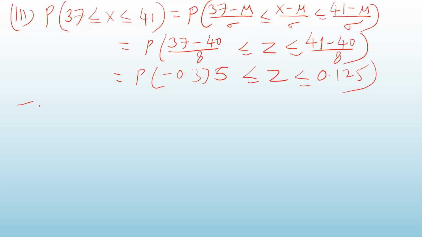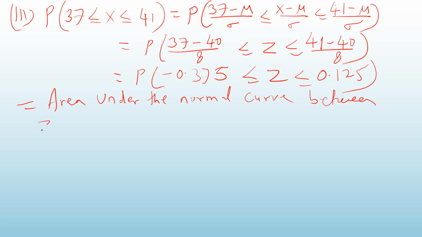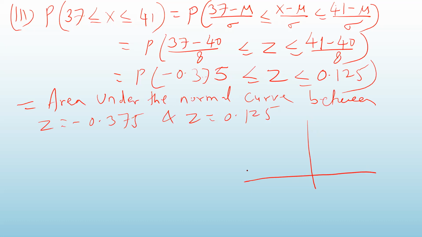Which is equal to the area. If you want to find out the probability, it is the same as the area under the normal curve between z equal to minus 0.375 and z equal to 0.125. Now draw the normal curve. Okay, look at here.